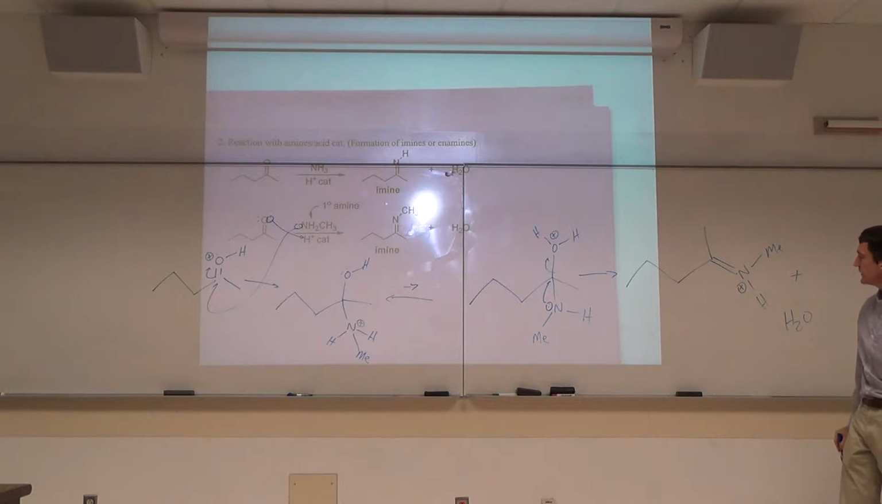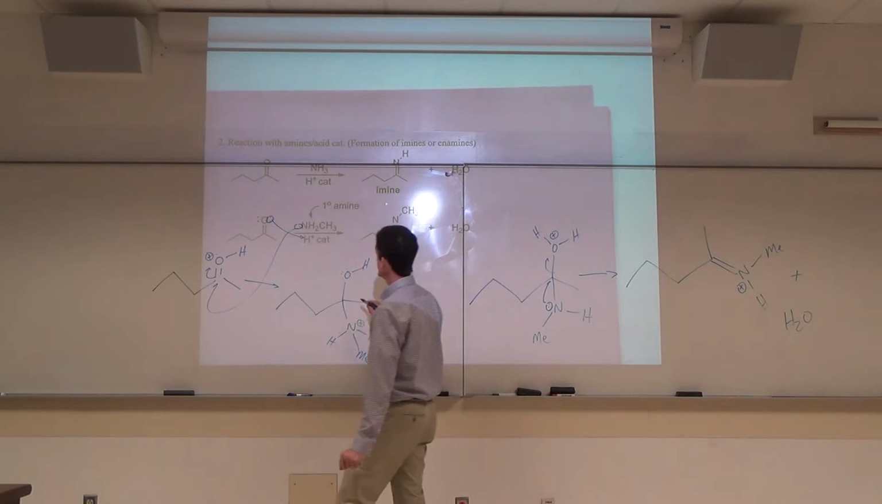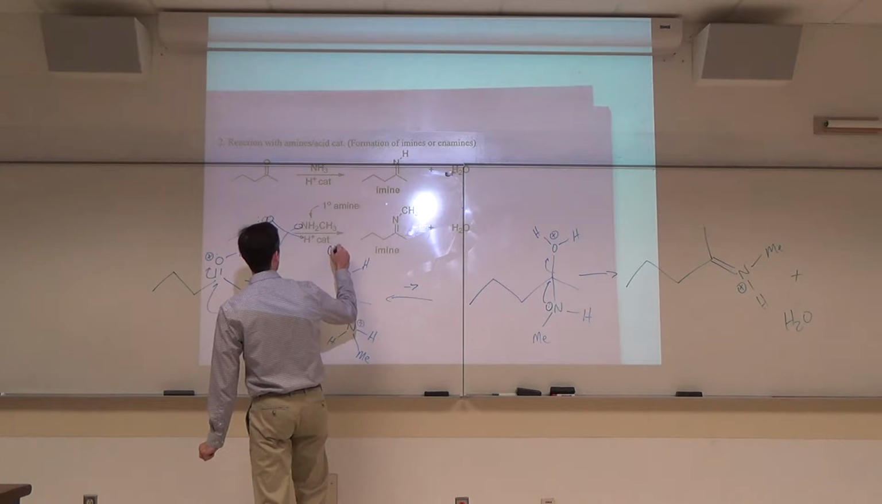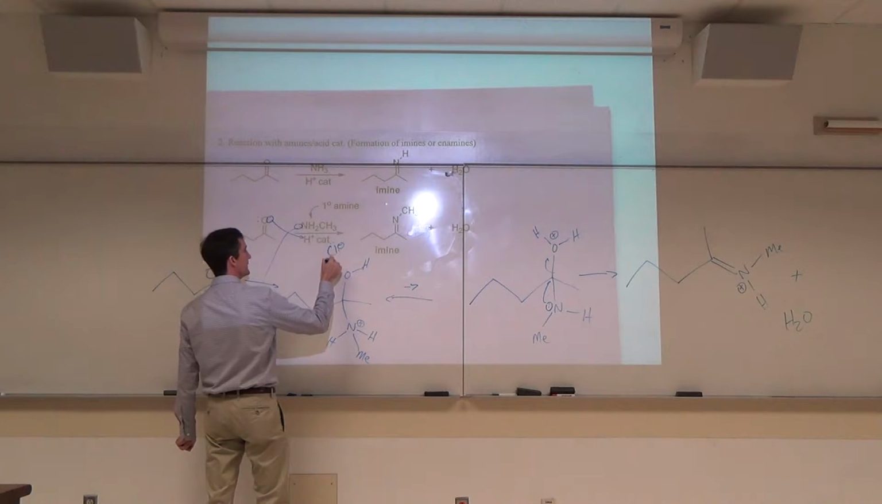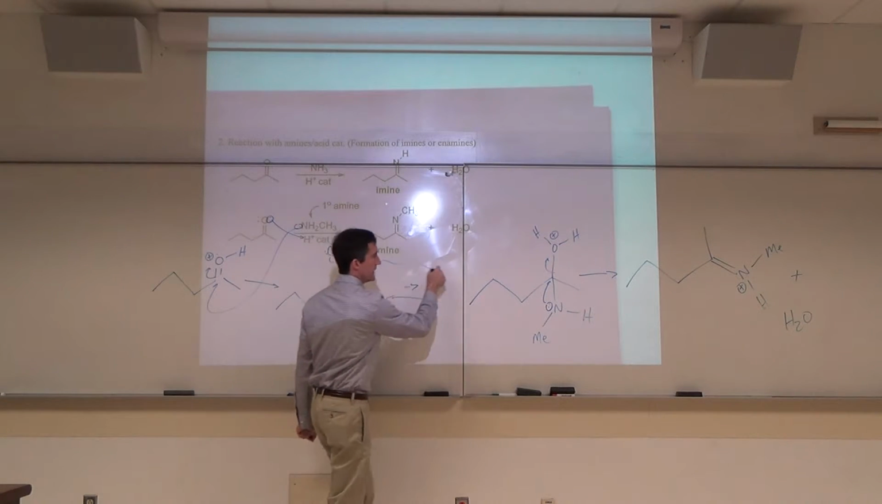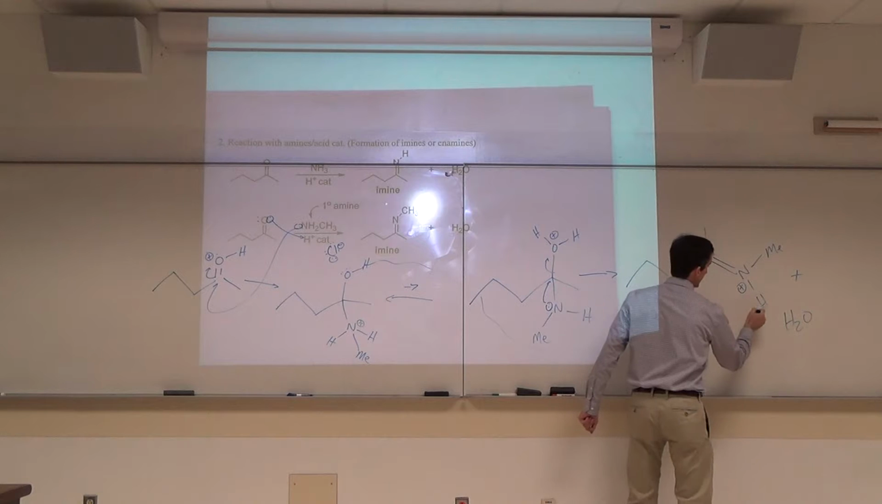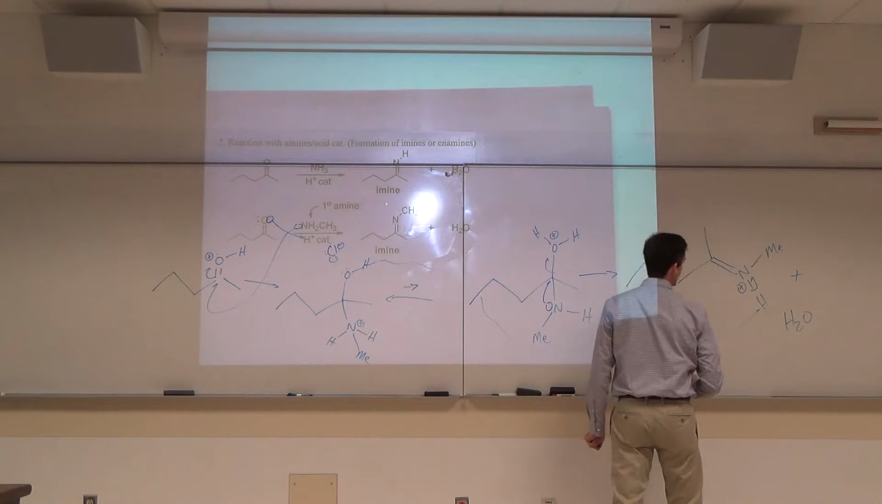What do we need to do to get the final product? Yeah, something needs to take it. This could have been maybe a little HCl that we use or something. And this can take the H, leave electrons behind.